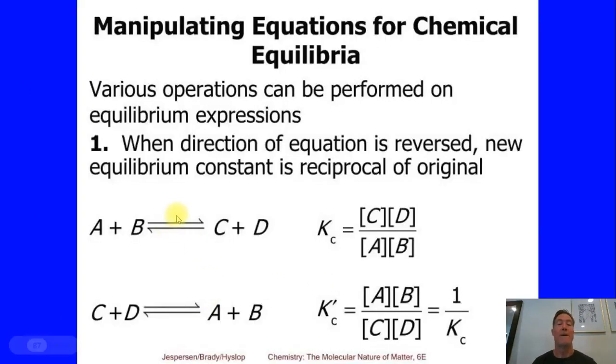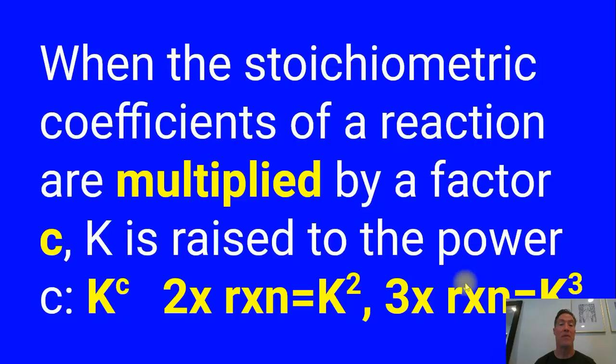So let's look at it. The K expression for this would be C and D concentrations over the reactants. But if we flip this and we put C and D as the reactants, now they're going to go on the bottom, and A and B, which were the reactants over here, are now the products. So this new reaction is the inverse of this reaction here. So this new equilibrium constant is going to be the inverse of the old equilibrium constant. So when we flip a reaction, we invert our K value.